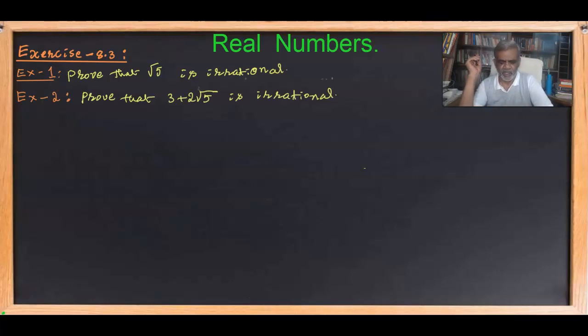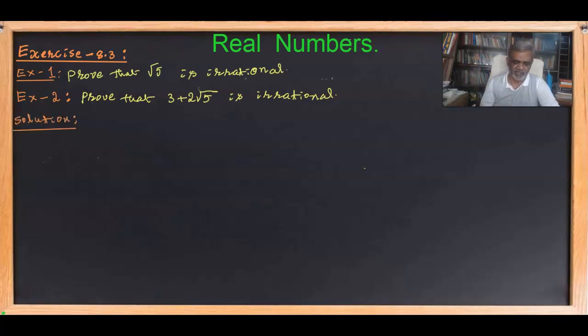Prove that 3 plus 2 root 5 is irrational. As you have remarked in earlier videos, a rational number plus an irrational number is an irrational number. By that remark, we see that 2 root 5 is an irrational number, whereas 3 is a rational number. Therefore, rational plus irrational is also irrational. Only thing we have to do now is prove it.